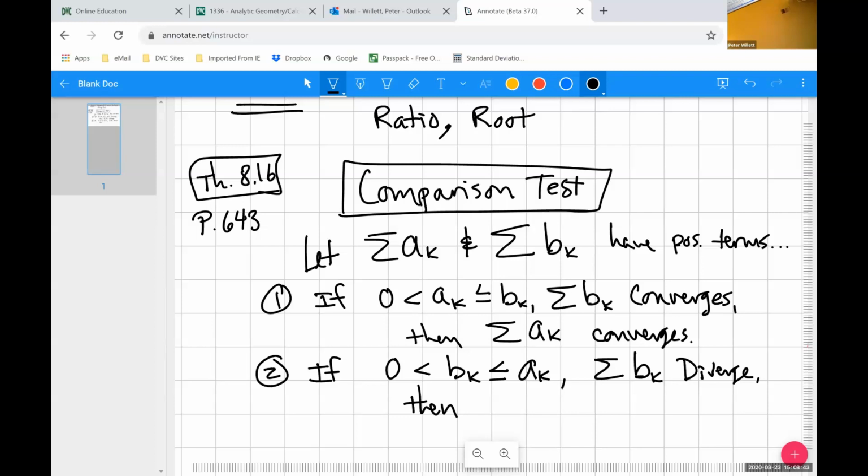well, then what's going on? My new series of A's are larger than or equal to B's, and B's are already known to go off to infinity or whatever. Well, then how can the A's settle on a value if they're bigger than something that doesn't settle on a value? So then that forces my new series of A sub k's to diverge as well. So that's the statement of the comparison test.